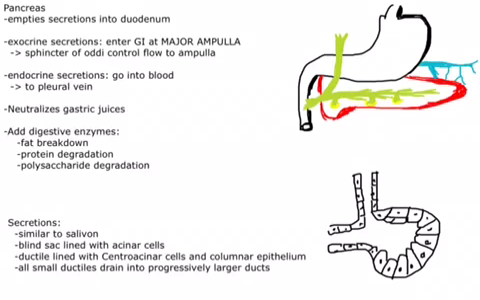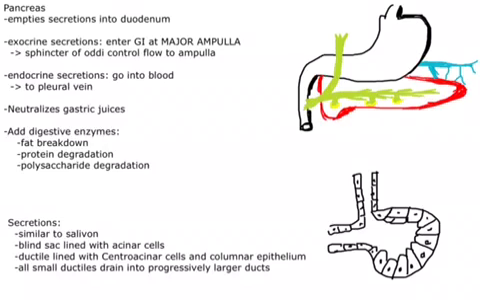So the pancreas is below our stomach, as I've drawn right here. In red, this is the pancreas. In green, it's the bile ducts. And this is our stomach, and this is our duodenum here. So the pancreas empties secretions into the duodenum, as you can see here.